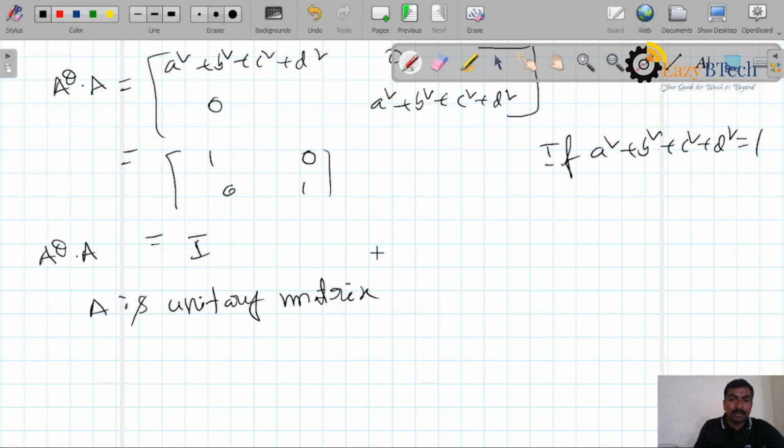Therefore this is a very important problem on the unitary matrix. So what is the unitary matrix? Unitary matrix means A power theta into A equals identity matrix. A power theta into A equals identity, then A is called a unitary matrix, or A inverse equals A power theta. A inverse equals A power theta, then A is called unitary.